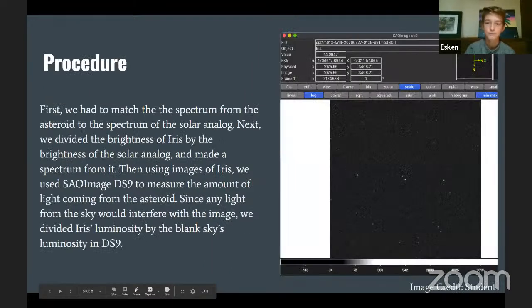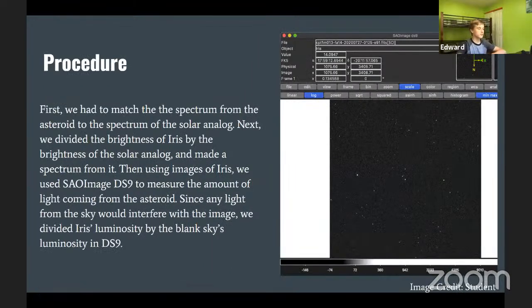Next slide. First, we had to match the spectrum from the asteroid to the spectrum of the solar analog. Next, we divided the brightness of Iris by the brightness of the solar analog, and we made a spectrum from that. Then using images of Iris, we used SAO Image DS9 to measure the amount of light coming from Iris. We also measured the solar analog to see how much light was coming from that too, and we use that to take out any sunlight coming from our data.